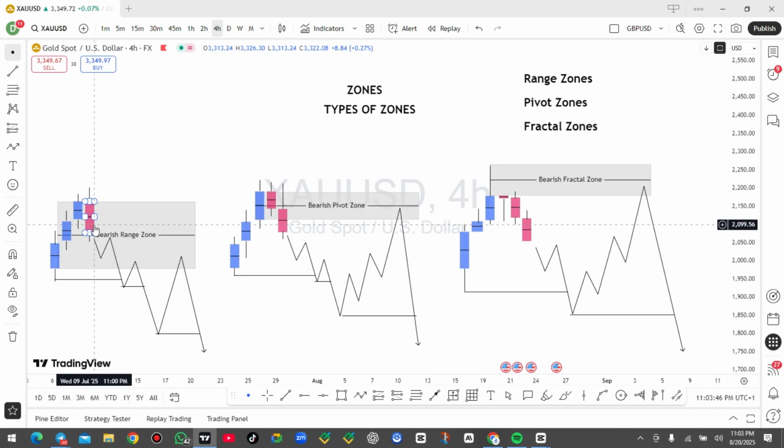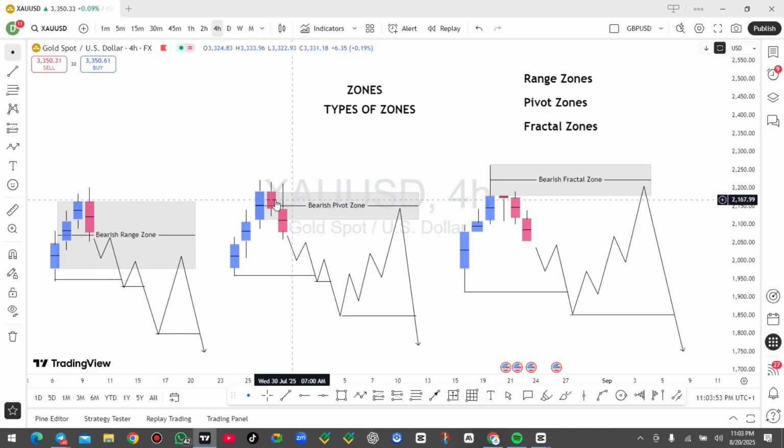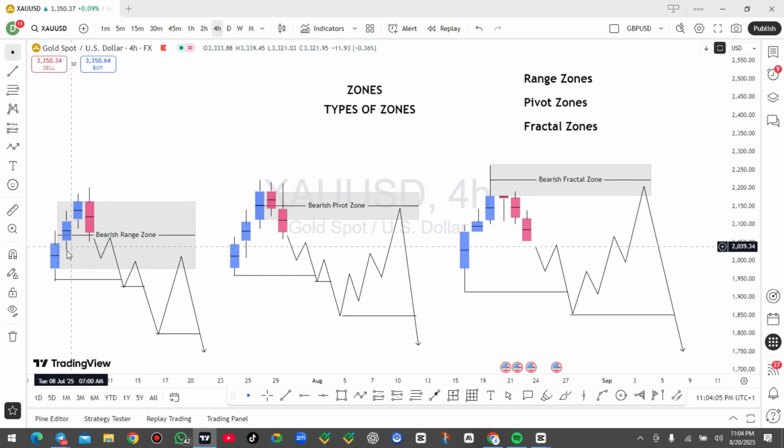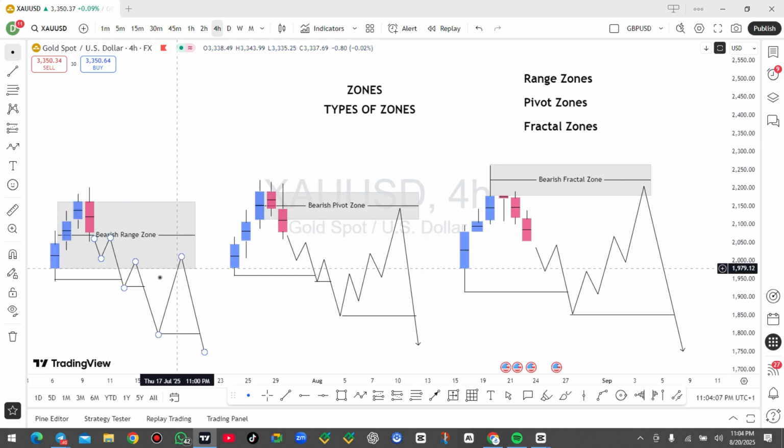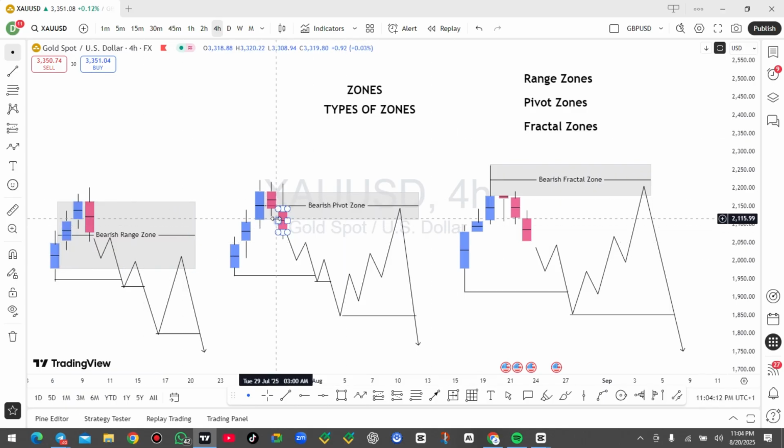So now this implies judging and taking 3 candles before the last bearish candle. Now normally it should be this one, which is the normal order block people use. But trust me, there are some people that use this type of range zone pattern. So this is a range zone pattern kind of trading. And coming to the second one, we have the pivot zone.